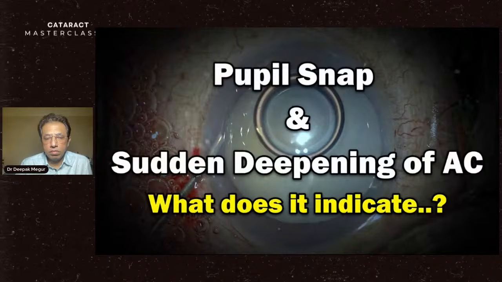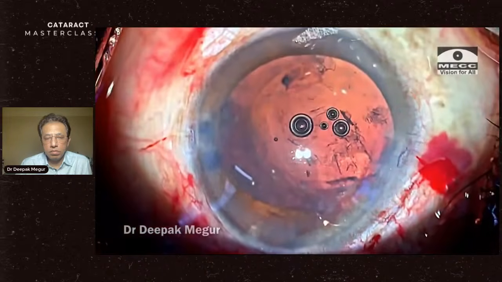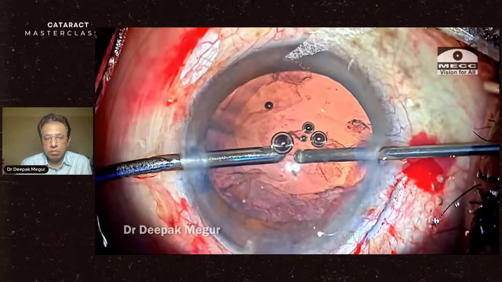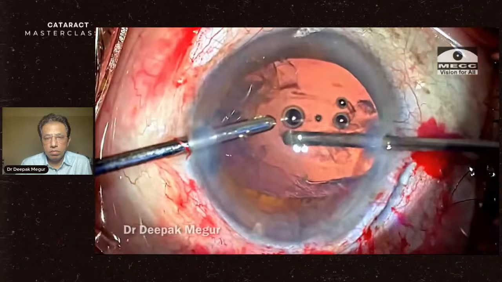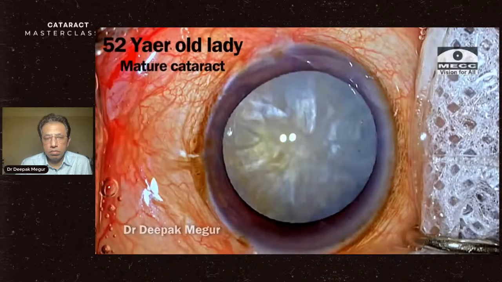In this case, the sudden deepening of the anterior chamber was indicative of a posterior capsule tear, which was seen only when the nucleus was removed. And this was a case with a possibly weak posterior capsule, maybe a case of a polar cataract. Another case of a white mature cataract.